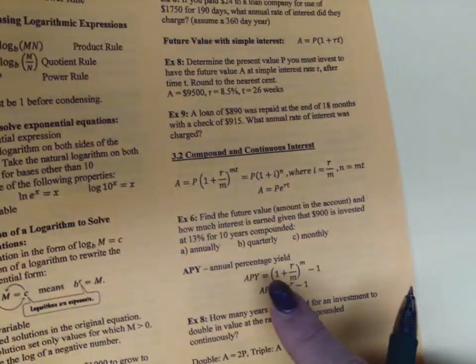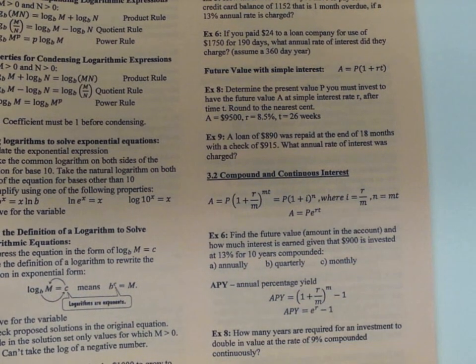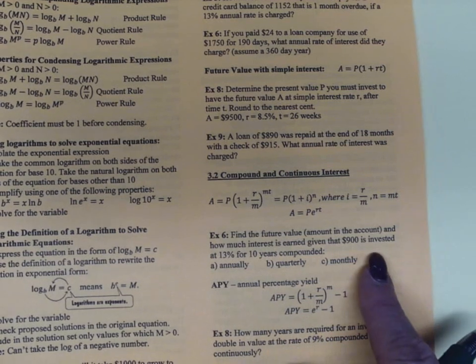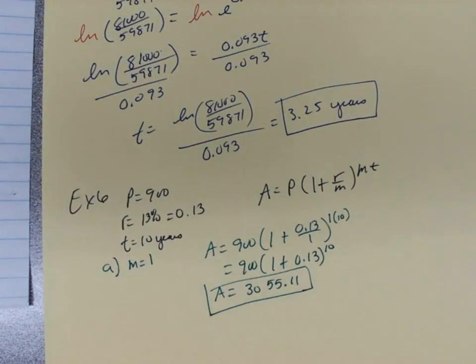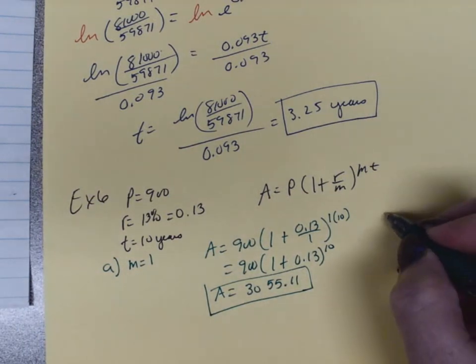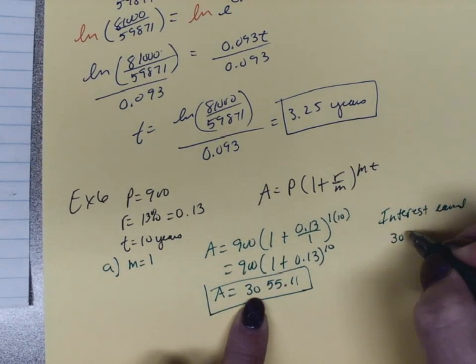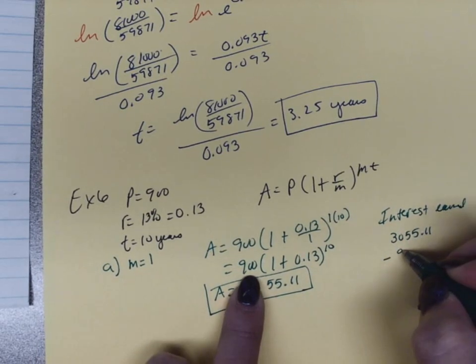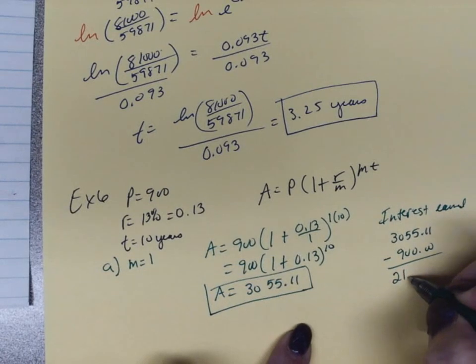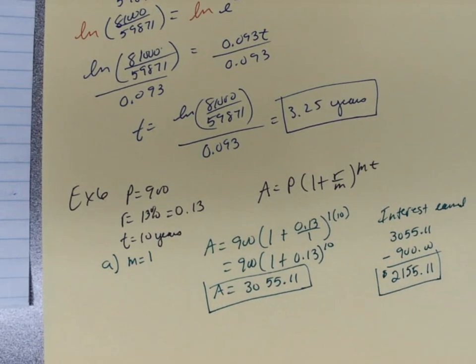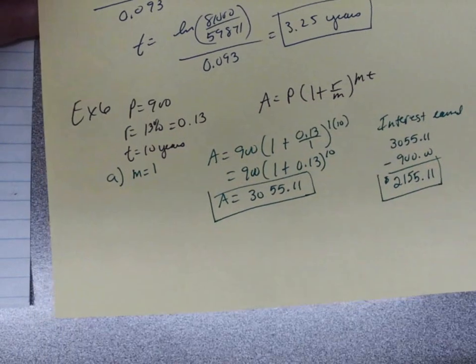What else did it ask us? Let's go back and make sure. Find the future value and how much interest is earned. So how much interest did we earn? So how do we figure that out? Well, the interest earned is going to be the amount in the account at the end minus the original amount we put into the account. And when we do the subtraction, we get 2,155.11. So we earned $2,155.11. All right, let's go do our next one.